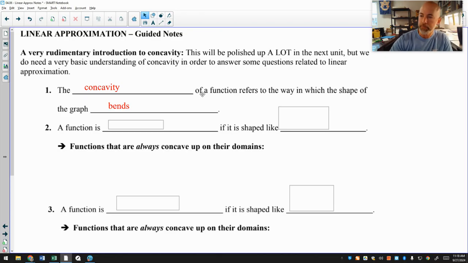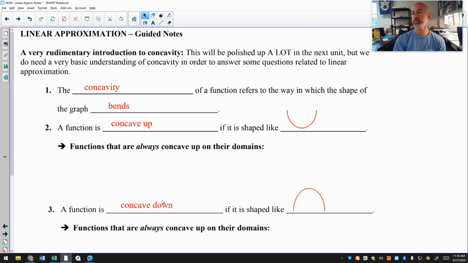Concavity is a way to describe the way a graph bends. Are you bending up or are you bending down? There are two types of concavity. The first one is concave up, and if you're concave up, you are doing that. And if you are concave down, you look like a frown. So up like a cup, down like a frown.